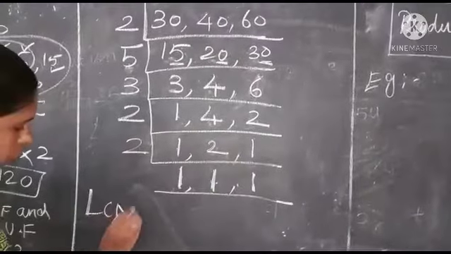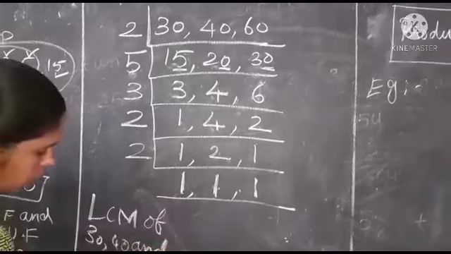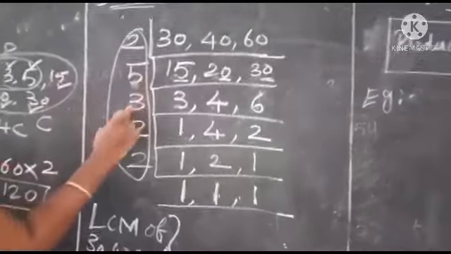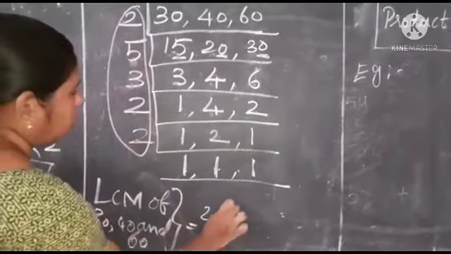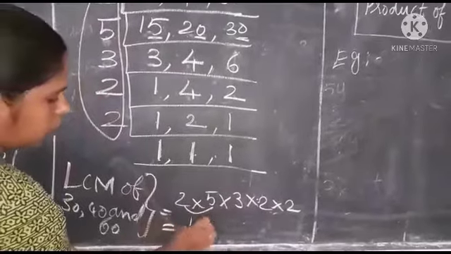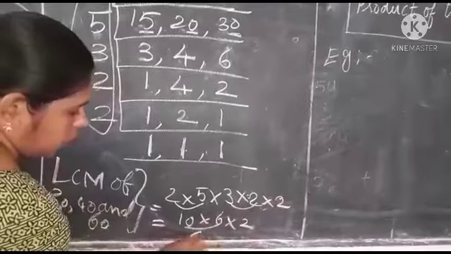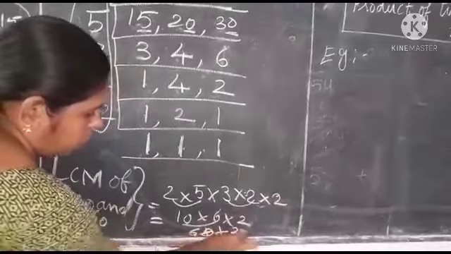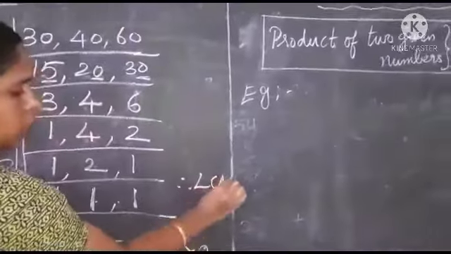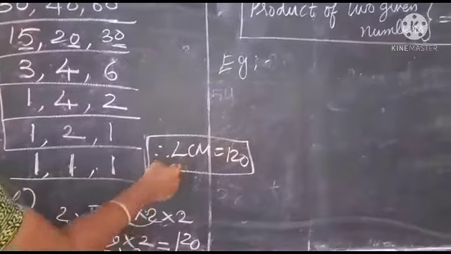Now the LCM of 30, 40 and 60. You multiply all the factors. See the factors. What are the factors coming here? 2 into 5 into 3 into 2 into 2. So 2 5s are 10. 3 2s are 6 and then 2. 10 6s are 60, and then 2. So 60 into 2, what is the answer? 120. Therefore, LCM equals 120. Likewise, you have to find the LCM for 3 numbers.